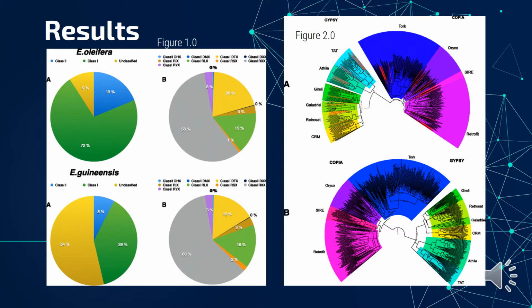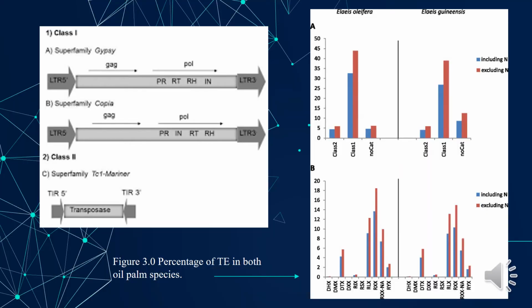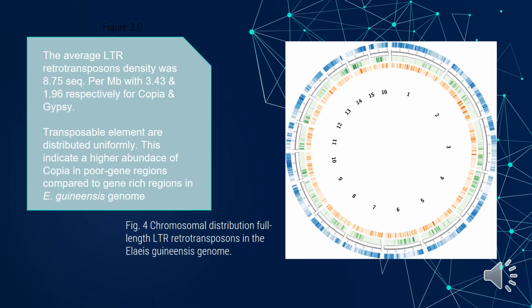In figure 2, both palm genomes have a frequency ratio of Elaeis oleifera to Elaeis guineensis of 5:1. In figure 3, the percentage of identified transposable elements in both oil palm species. In this figure, it shows that the full length of LTR retrotransposon is 558 full-length elements.